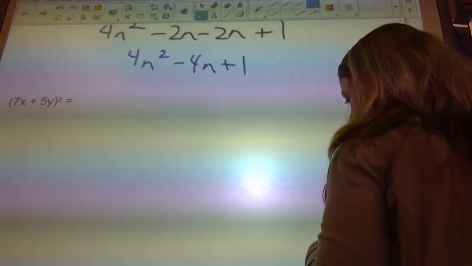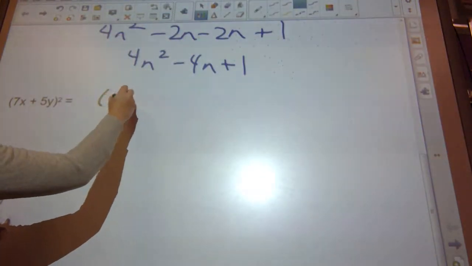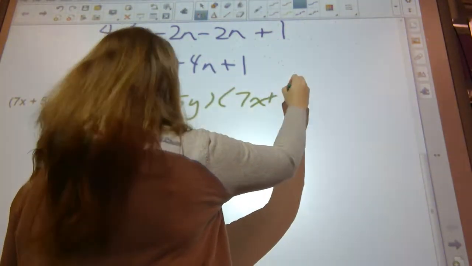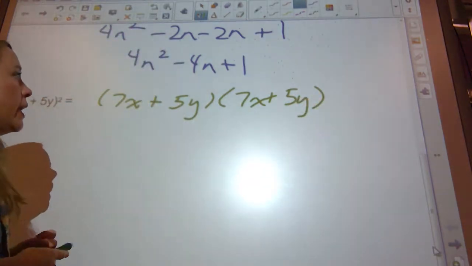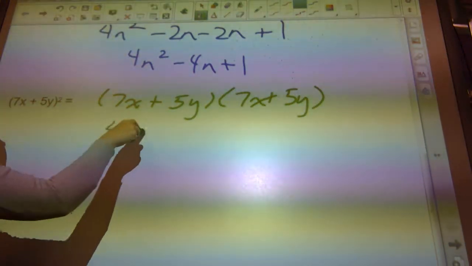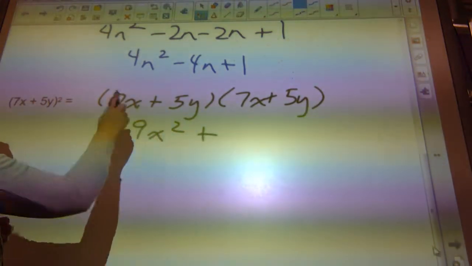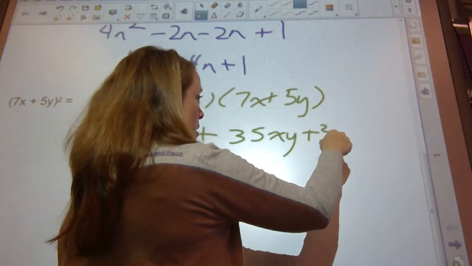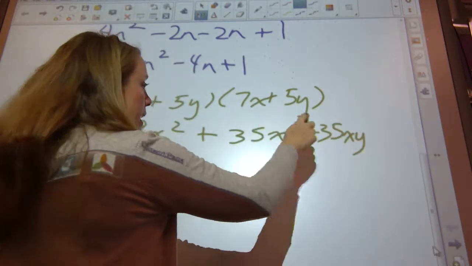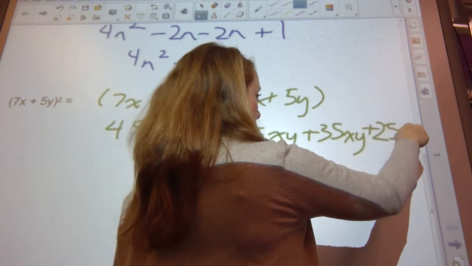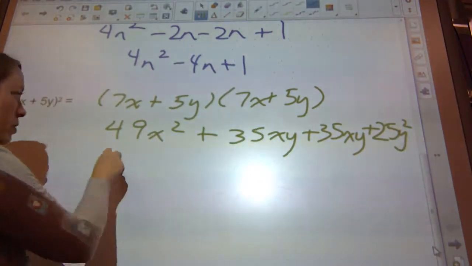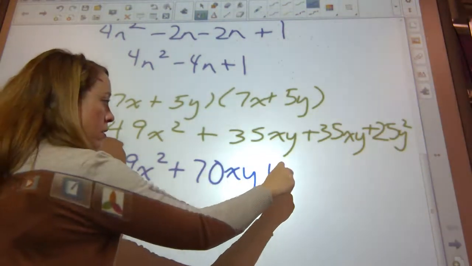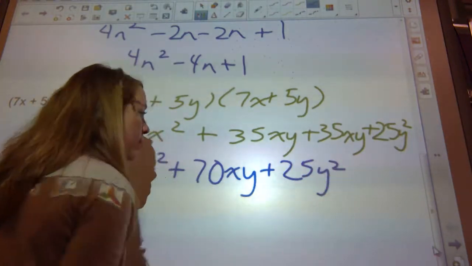Let's try this one. Okay, when we FOIL it, 7x times 7x. Outer. Inner. And last. Okay, we're going to combine our like terms. Okay.